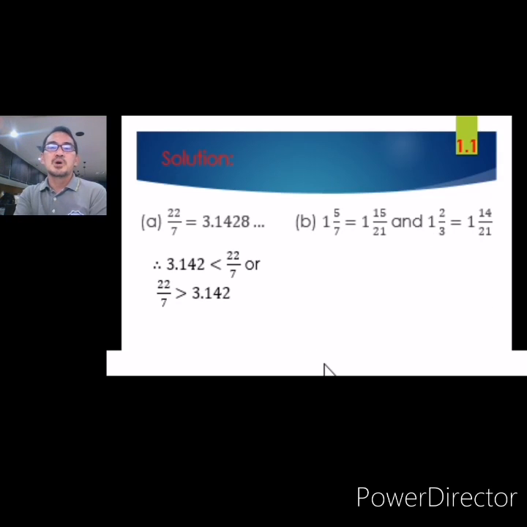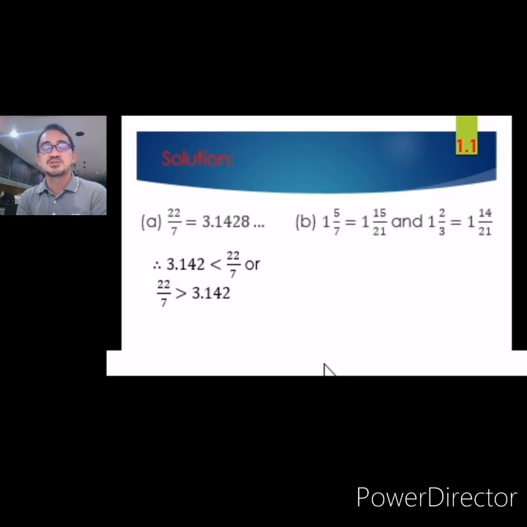Letter B. 1 and 5 over 7 is equivalent to 1 and 15 over 21, and 1 and 2/3 is equivalent to 1 and 14 over 21. But how did it come out like this? We are comparing two mixed numbers. The first step is to compare the whole numbers. If they have the same whole numbers, then that's the time you will compare the two fractions.